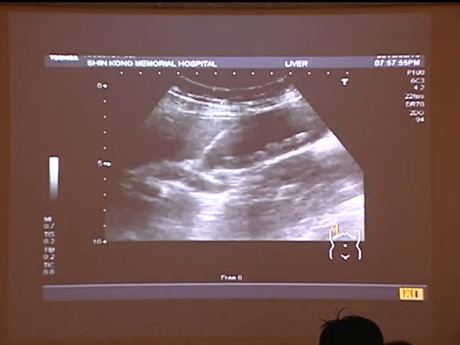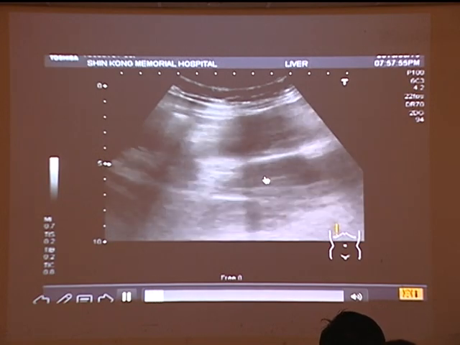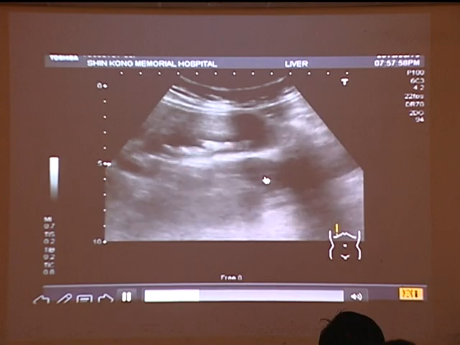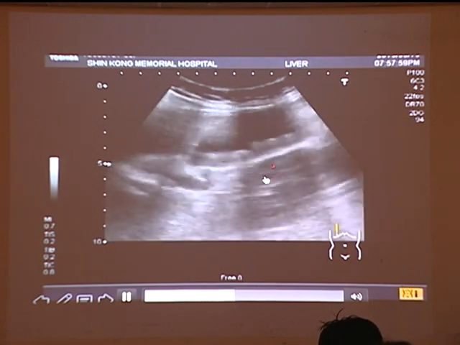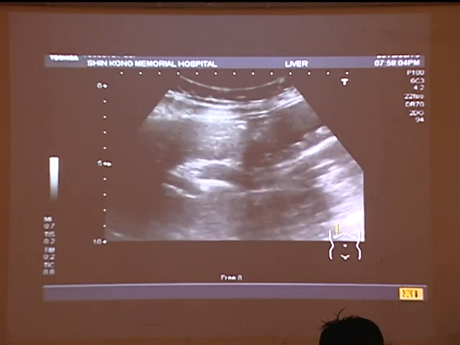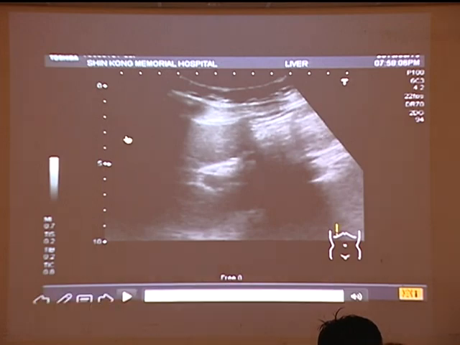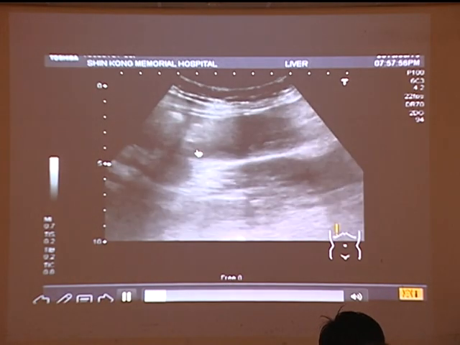Okay, let's see. A mid-aged female with right upper quadrant pain. You might see several hyperechoic structures in the gallbladder and several acoustic shadows behind them. It's a typical gallstone with acoustic shadow. You can see it here.